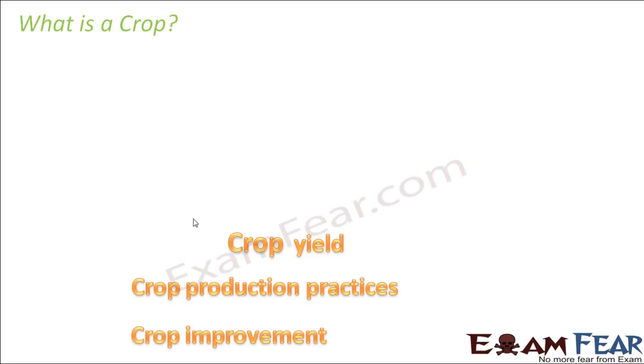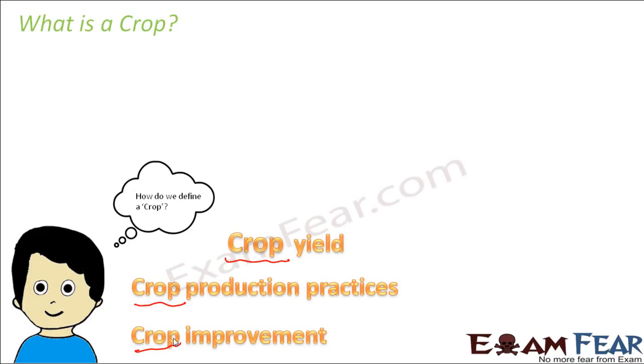Now let us start understanding the three important focus areas of this lesson. We are going to talk about crop yield, crop production and crop improvement. Everywhere you see a common word, and that is crop. Now our little friend might be curious to understand what exactly a crop is. Everywhere we find the word crop. So what is a crop?